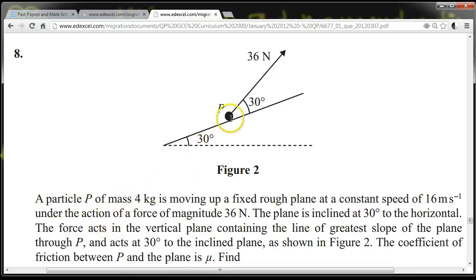Particle P of mass 4 kilograms is moving up a fixed rough plane at a constant speed of 16 meters per second under the action of a force of magnitude 36 newtons. The plane is inclined at 30 degrees to the horizontal.